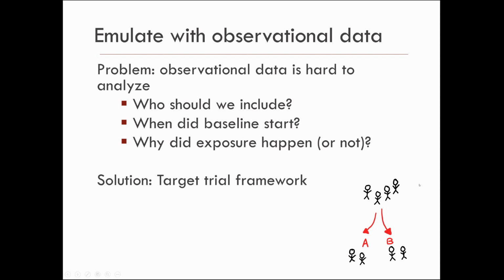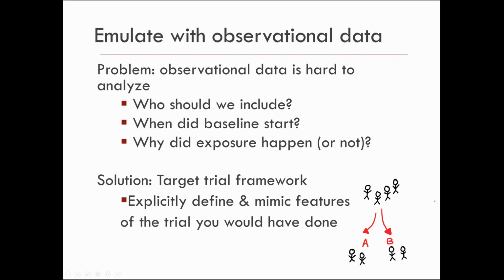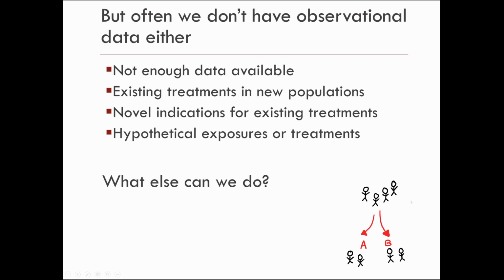So we have a solution in the case of observational studies, which is the target trial framework. And this says that we should explicitly define and mimic features of the trial that we would have liked to have done. And this way, we get an answer to that question about randomization or experiment, but using observational data. But even observational data isn't always available.